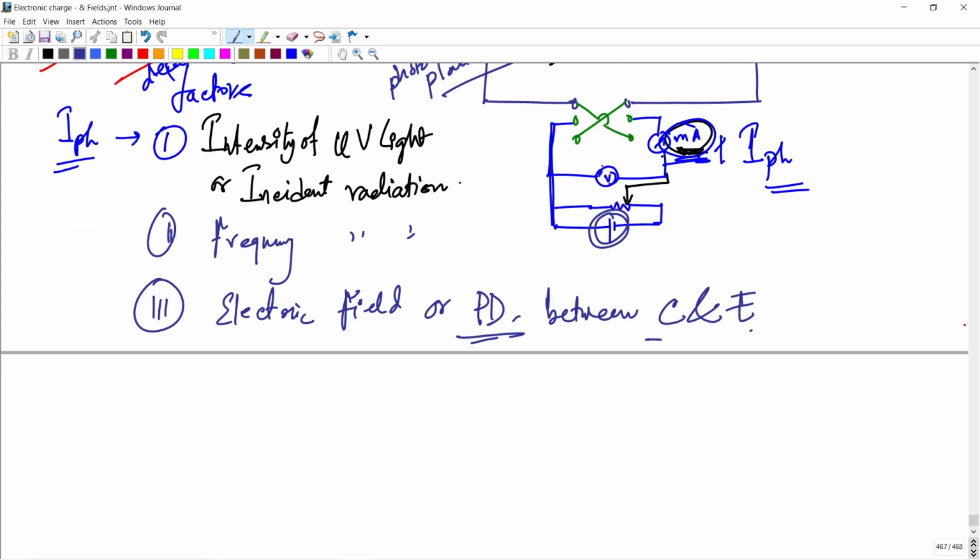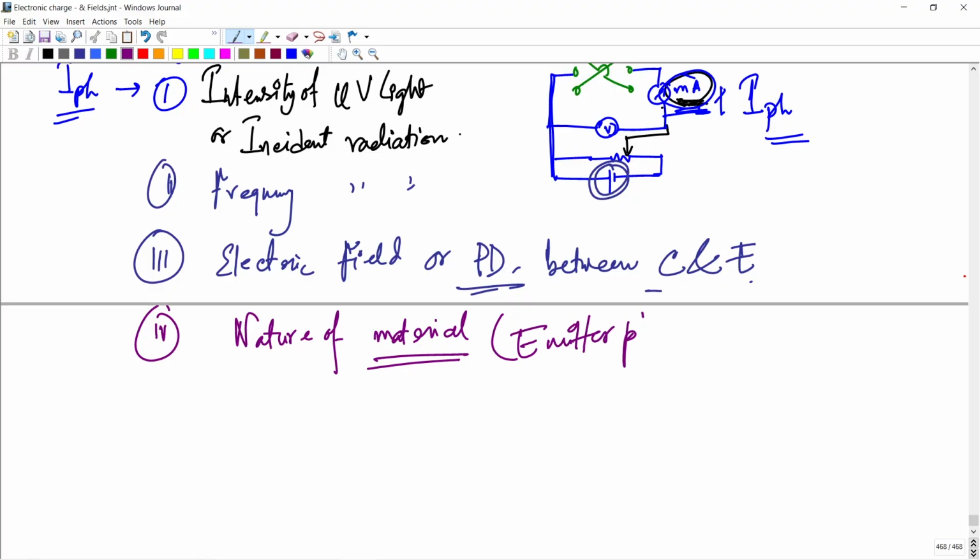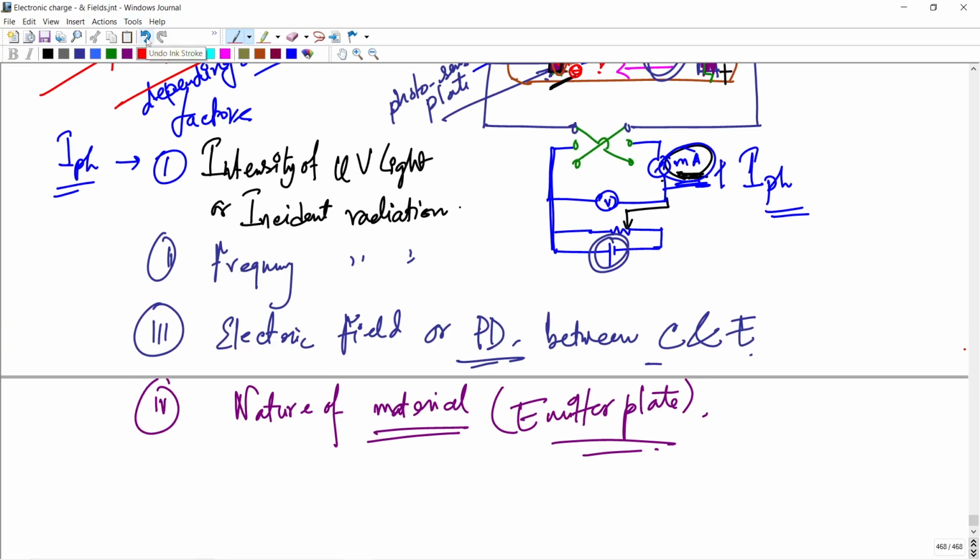And the fourth factor is the nature of the material. When I say nature of material, I mean in the emitter plate, and this plate must be a photosensitive plate. So today we covered the first part of the photoelectric effect. In the next class we discuss how the photocurrent depends on those factors: intensity, frequency, electric field, and nature of the material. Thank you.